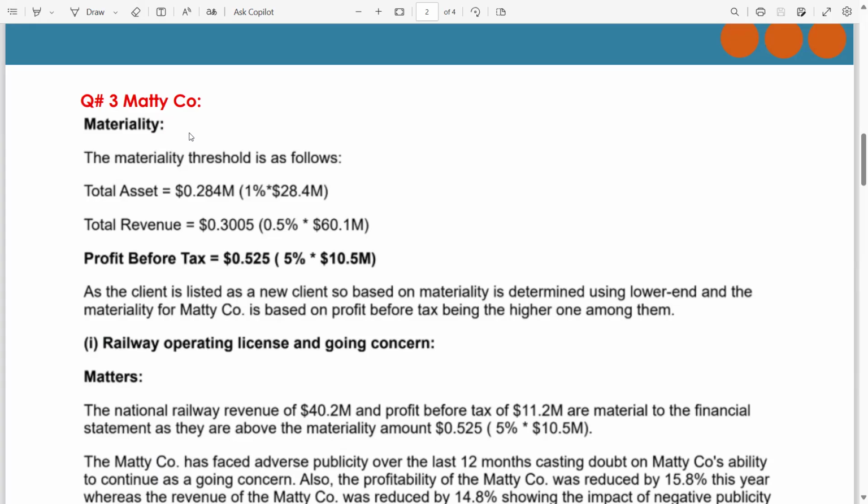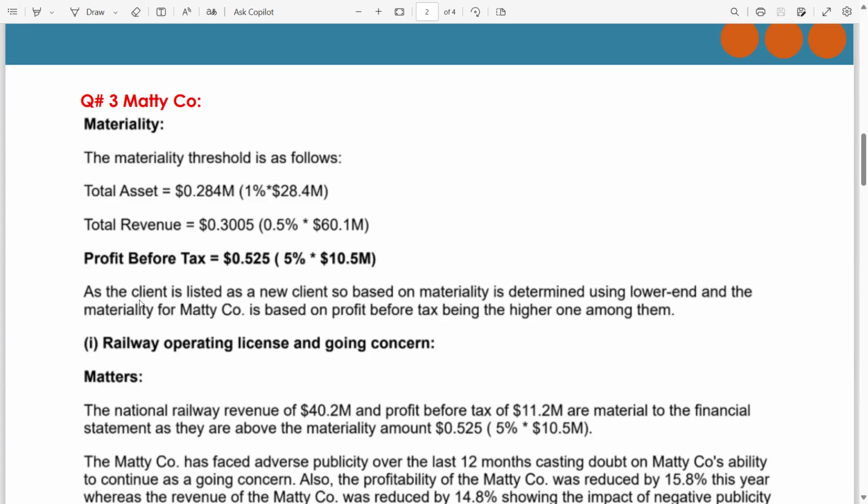Again, repeating, you do not need to calculate both ends of the materiality. Just apply the lower end and calculate it. Total assets: 1% multiplied by 28.4 million, 0.284. Total revenue: 60.1 million multiplied by 0.5%, 0.3005. Profit before tax: 5% multiplied by 10.5 million, 0.525. Now you have calculated all the materiality. Now the question is how to pick the correct materiality for this question.